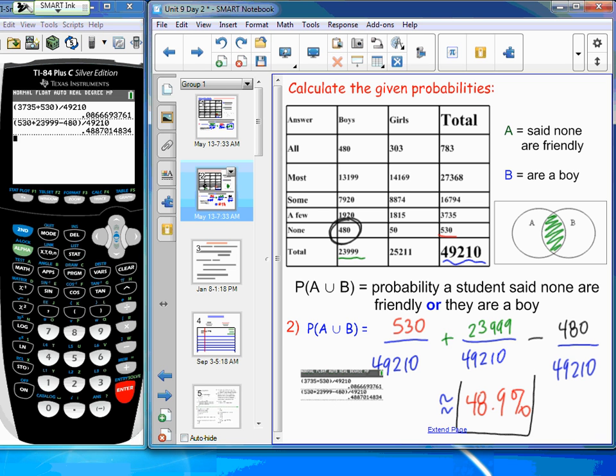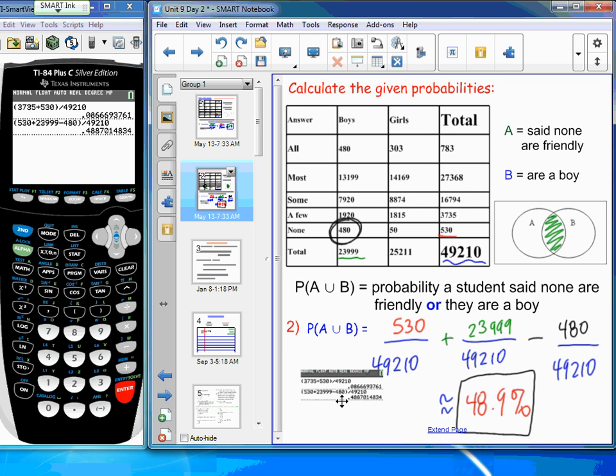Awesome. What questions do you guys have about 1 and 2? So that was the key difference for mutually exclusive, right? They can't occur at the same time, versus not mutually exclusive, or overlapping events. Those events could occur at the same time. In other words, you could be a boy and select none are friendly at the same time, versus you couldn't pick a few are friendly and none are friendly at the same time. Those are mutually exclusive, right?